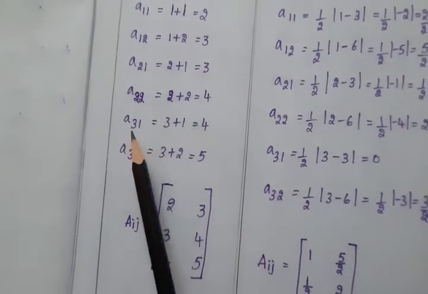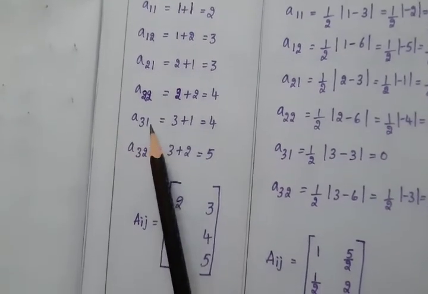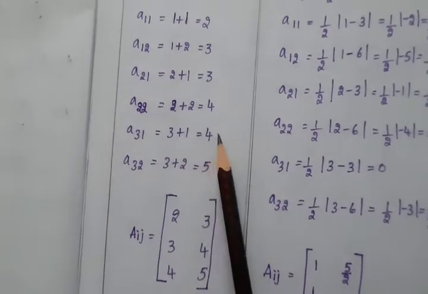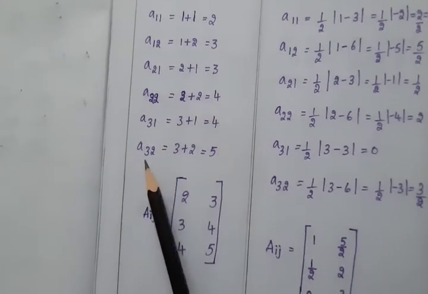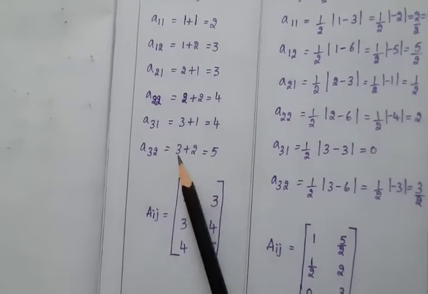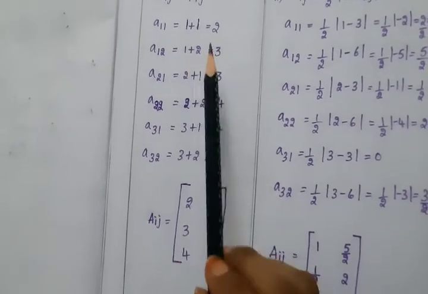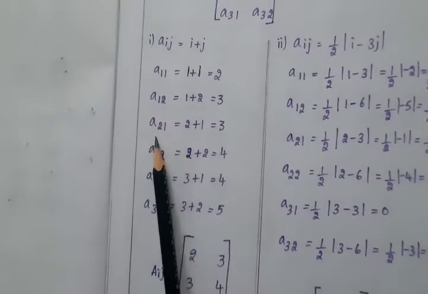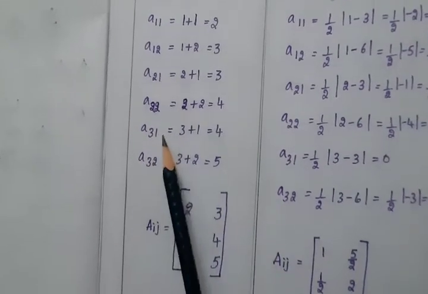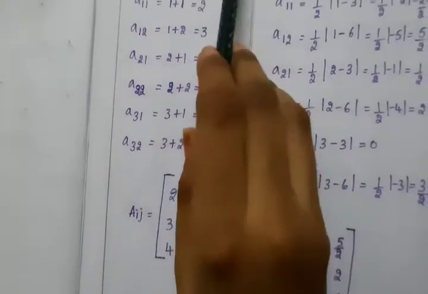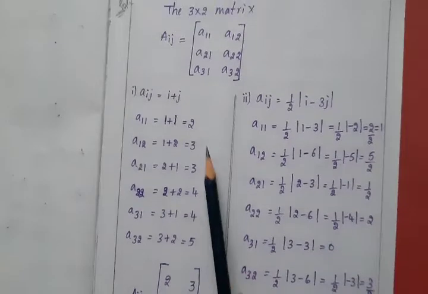A31. i equal to 3, j equal to 1. 3 plus 1 equal to 4. A32. i equal to 3, j equal to 2. 3 plus 2 equal to 5. So, substitute A11, A12, A21, A22, A31, A32 in place of these numbers.